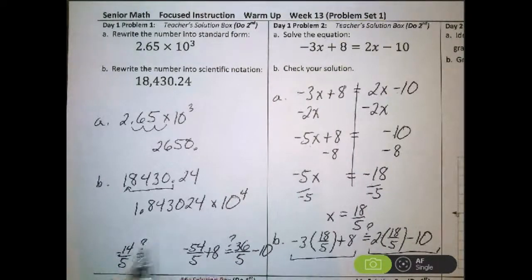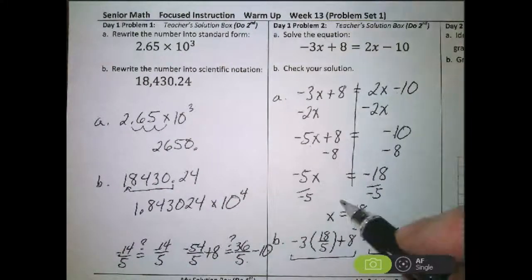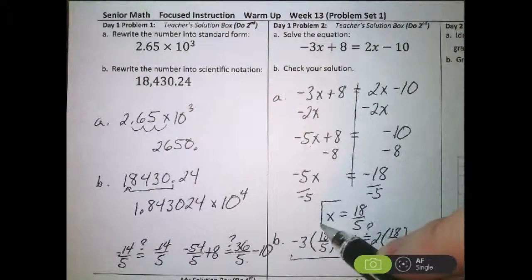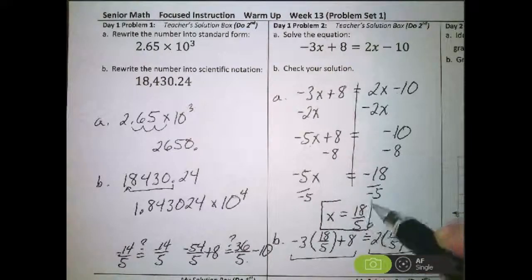And is that equal to, over on this side, I'm going to take the whole number 10 and write it as a fraction with a denominator of 5. The whole number 10 can be written as 50 over 5. 36 subtract 50 is negative 14/5. So notice that the left side of the equation is in fact equal to the right side, and this checks. So x equals 18/5 over here is the correct answer for this equation.